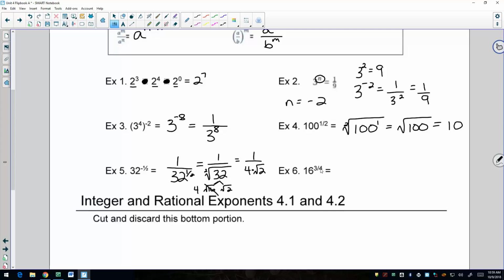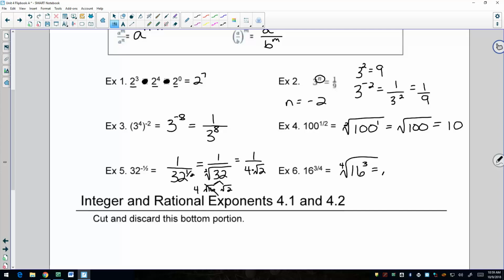Last example, 16 to the 3/4. There's no negative exponents. I don't have to worry about making it positive. I can simply rewrite this with my power and my root. So this is 16 to the 3rd power, and we're taking the 4th root. Now I told you it really doesn't matter which one you do first, but I always like to work inside first.